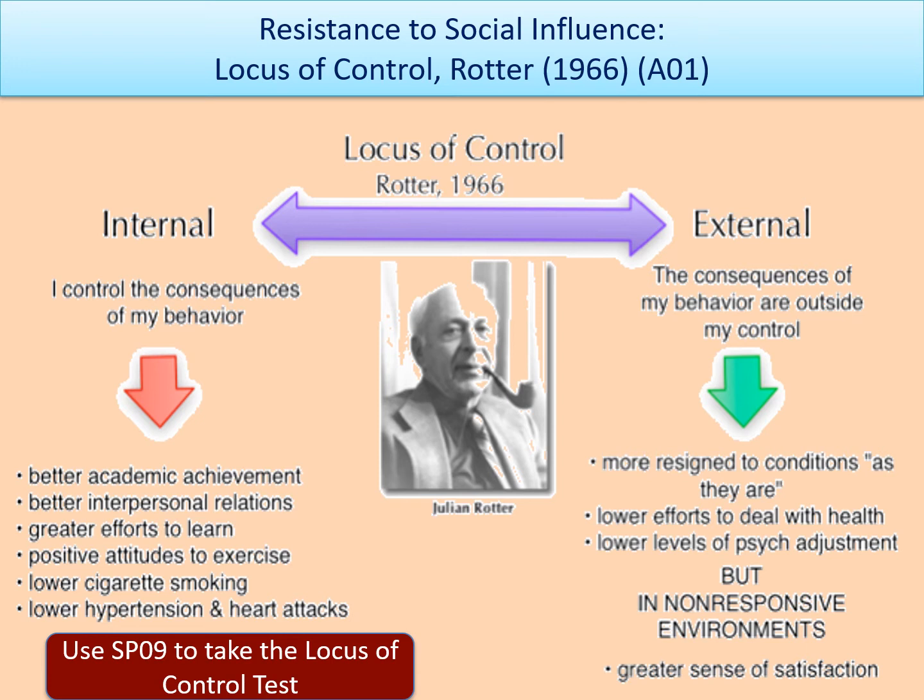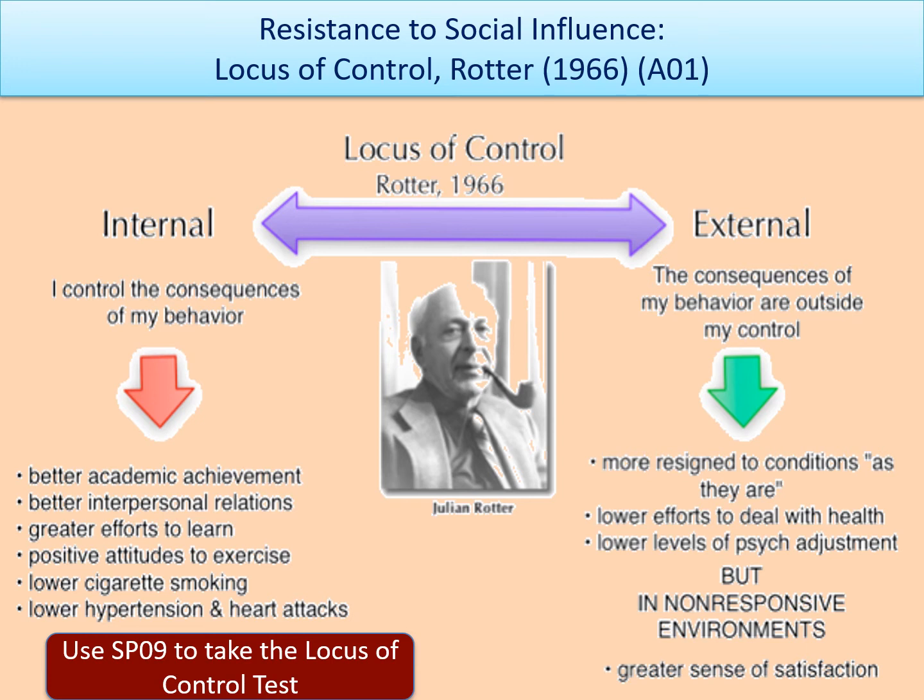So an internal locus of control, Rotter believes that these people have better academic achievement, better interpersonal relationships, which means they get on better with people. They have more effort to learn, they have a positive attitude to exercise, they are lower in cigarette smoking, which is a bit rich, isn't it, seeing as he's there smoking a pipe, and they have lower hypertension, which means blood pressure, and lower amount of heart attacks, which is a physical health thing going on. So if you have an internal locus of control, then you are going to resist social influence.